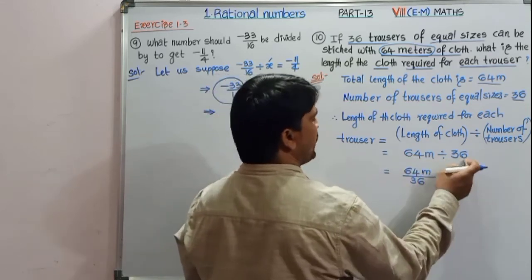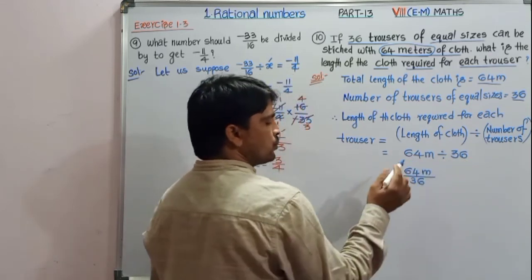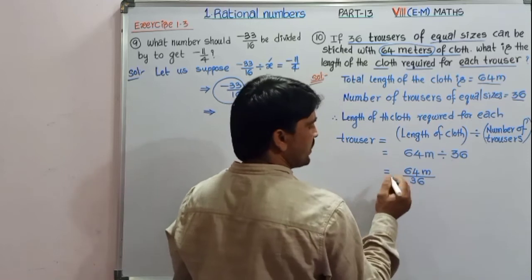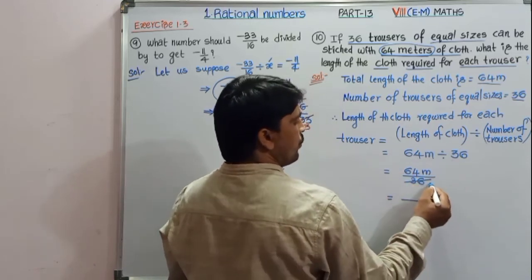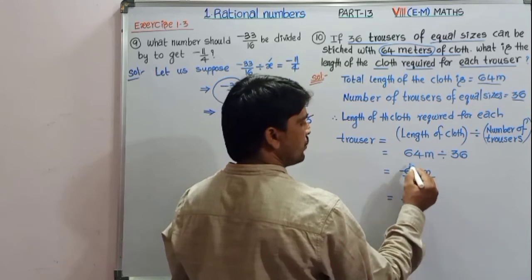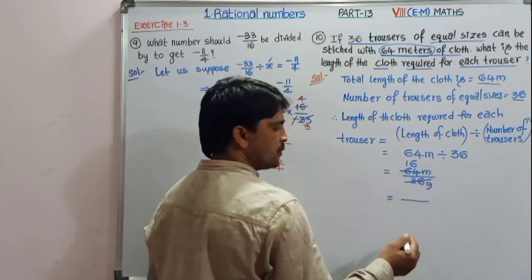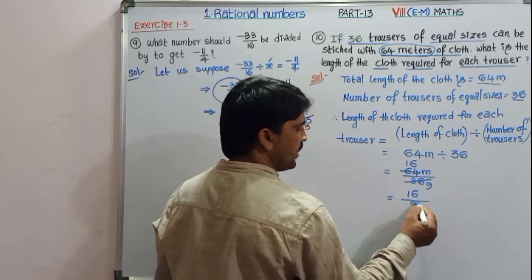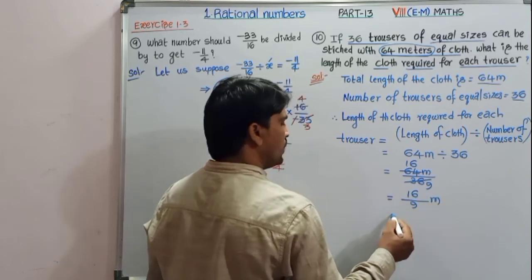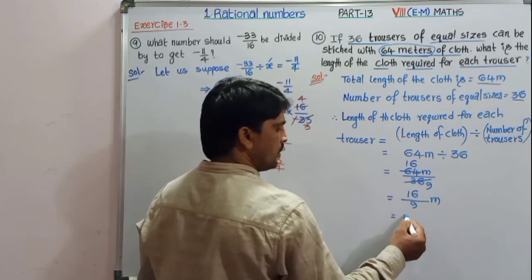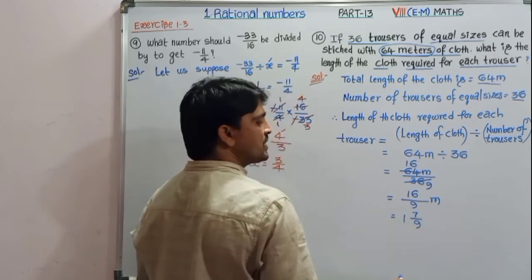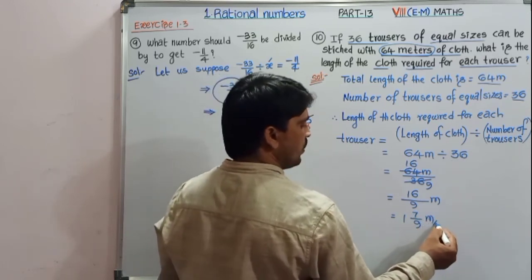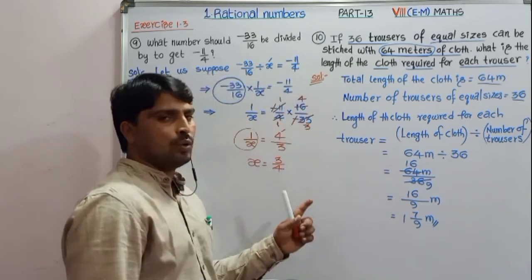Since A divided by B can be written as A by B, 64 meter divided by 36 is written as 64 by 36. That is, 4 nines are 36, 4 sixteens are 64. That is 16 by 9 meter. In other words, it can be written as 9 ones are 9, 7 is the remainder by 9. 1 whole 7 by 9 meter of cloth is required for each trouser.